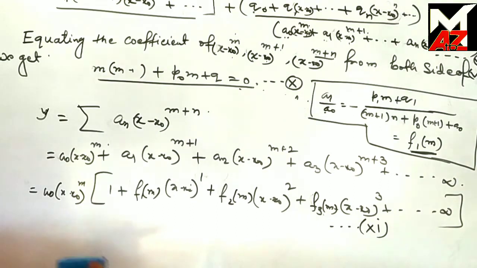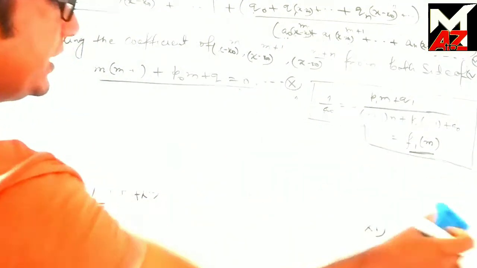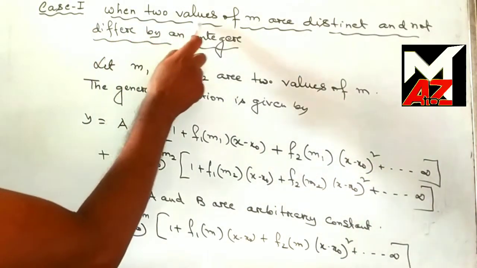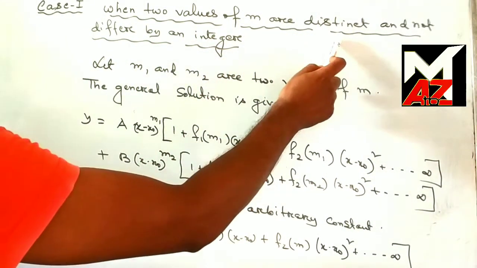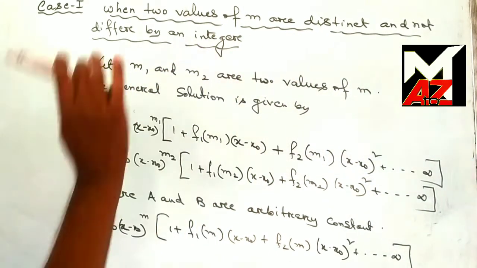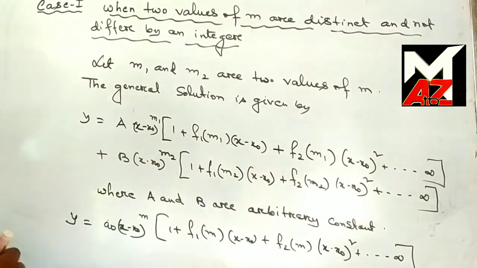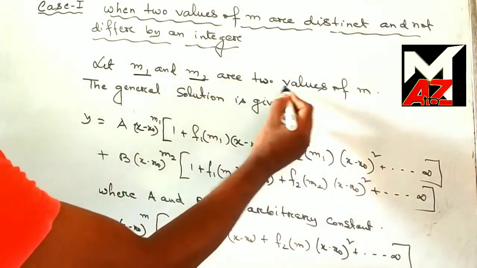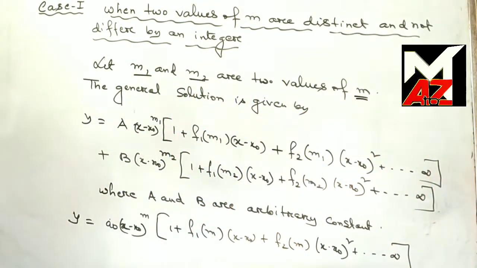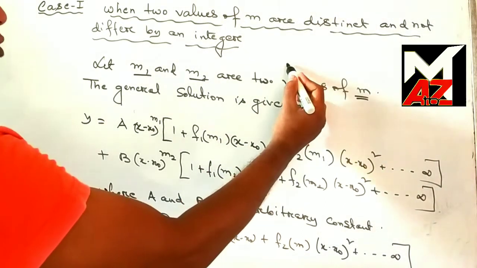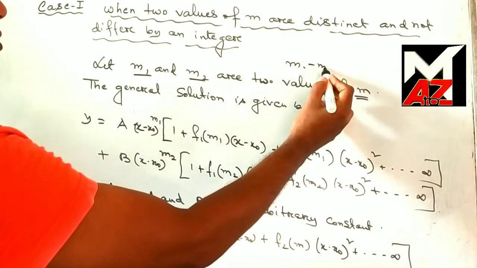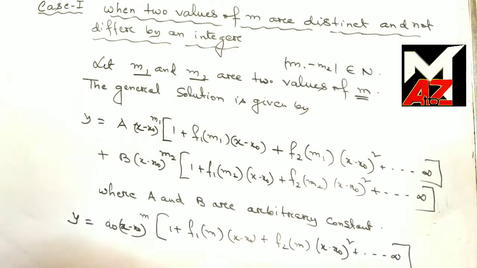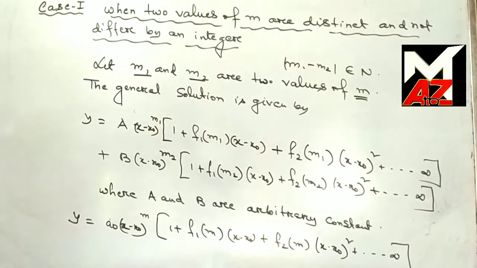What are the three cases? Case 1: when two values of m are distinct and do not differ by an integer. We let m1 and m2 be two distinct values of m, where m1 minus m2 does not belong to capital M, that is, they do not differ by an integer.